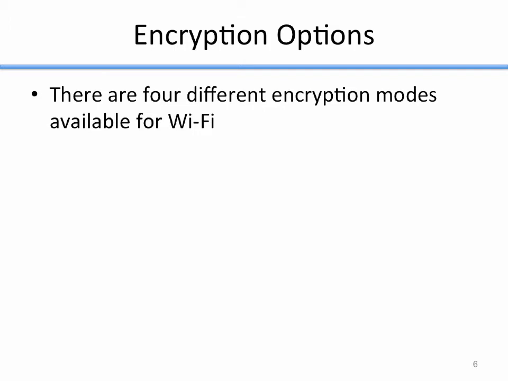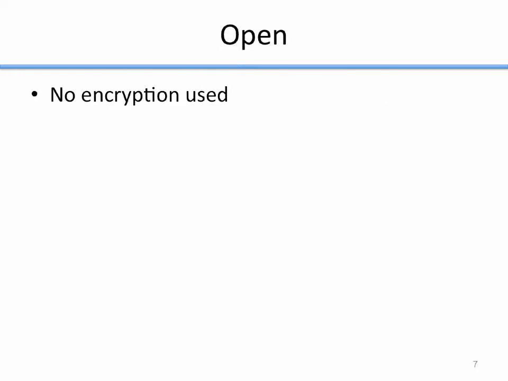Okay, so what are the options for encryption in 802.11? Well, there are 4 different encryption modes. Open, which means there is no encryption. WEP, which is a type of encryption. WPA and WPA2, both also other ways that encryption is configured. So let's talk through these 4 one at a time. The first is open. Open, just very simply, means no encryption is used.